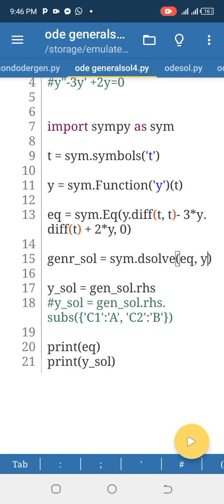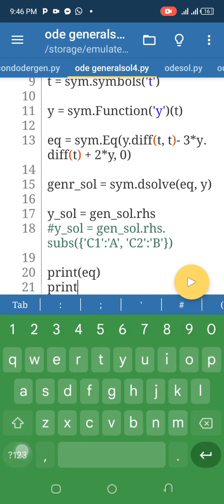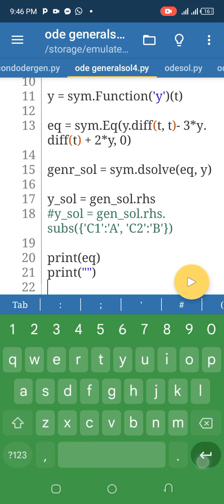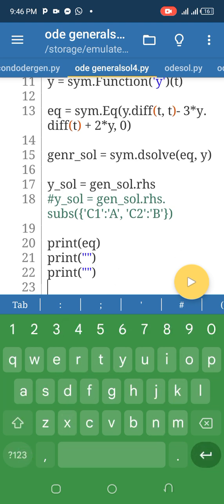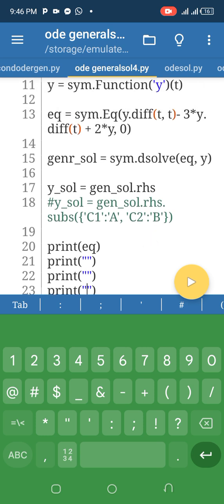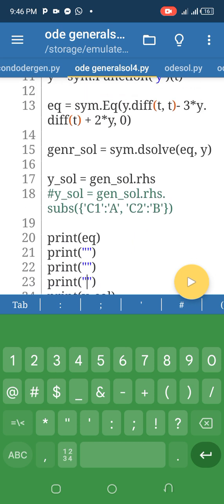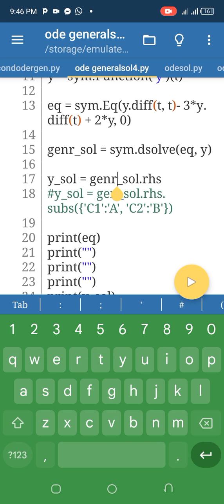So let us now, first of all, print our differential equation. We are going to create a space in between our answers. So what we do is print nothing, print nothing. Okay, so we are going to print our differential equation, first of all, this equation, then we also print our solution. So the y solution or the solution that is now a function of y, function y, which is a function of t, is going to be, we said this is general solution, dot rhs. So what we are going to produce, this dsolve returns a particular function.